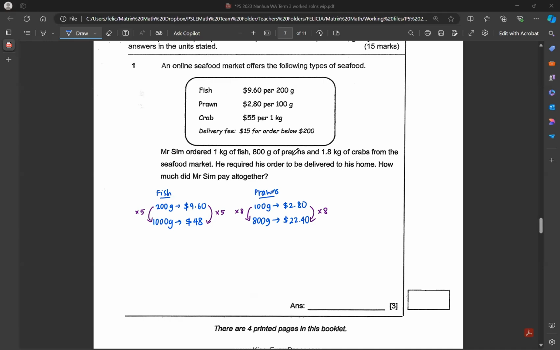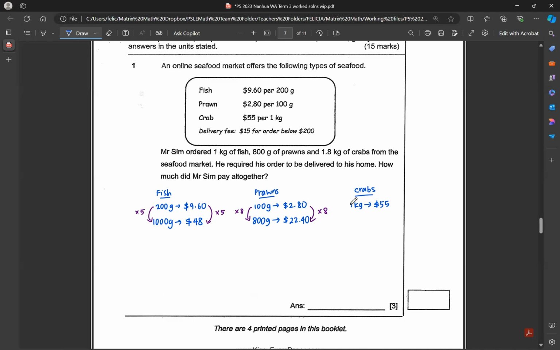Okay, the next one will be for the crabs. For the crabs, it costs $55 for every 1 kg. This one I'll just keep it in kg because anyway, Mr. Sim is buying 1.8 kg.